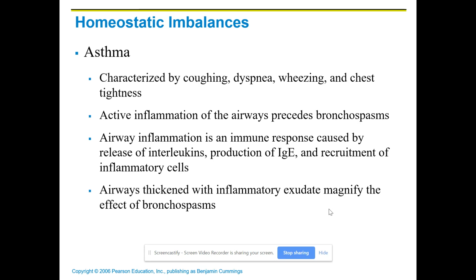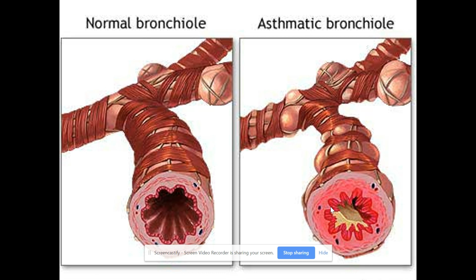Some things can go wrong with the respiratory system. One thing is asthma. So asthma is when you have bronchospasms, bronchoconstriction, and it can be caused by lots of different things. This is what that looks like. You can see the huge difference in the amount of air that could flow through there.